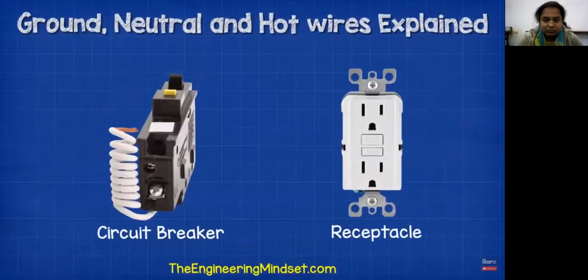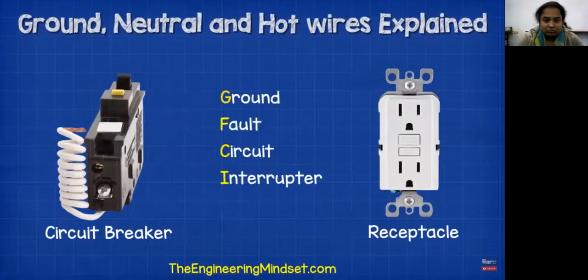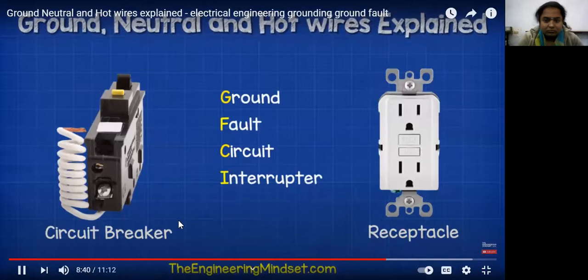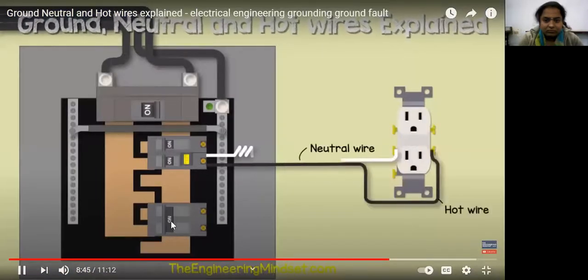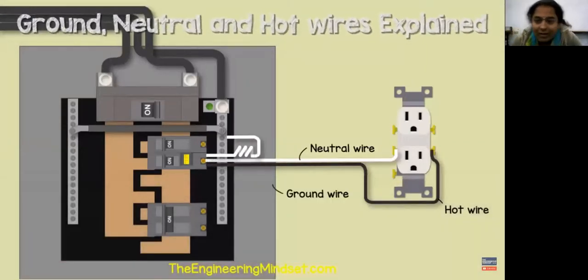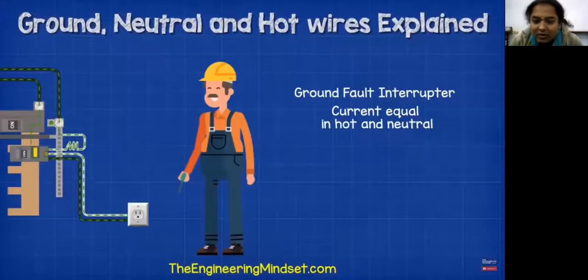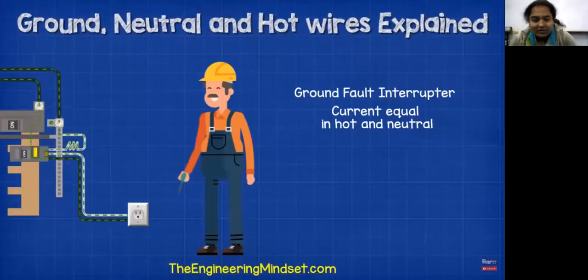Luckily, we have the GFCI receptacle or the GFCI breaker. GFCI stands for Ground Fault Circuit Interrupter. We're going to look at a circuit breaker version, but essentially they work the same. This GFCI breaker is connected to both the hot and the neutral of the circuit, so we can monitor the wires and ensure that the current running in the hot wire of the circuit is equal to the current running in the neutral wire of the circuit.